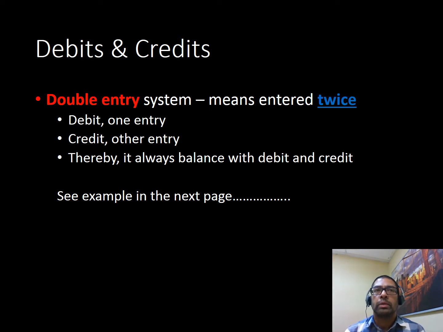So one time it's entered on the debit side of the column, and the second time it's entered on the credit side of the column. That's the reason it's always called double entry system. Now let's look at the next slide. I'll look at an example of how to record certain transactions on the debit column as well as the credit column.